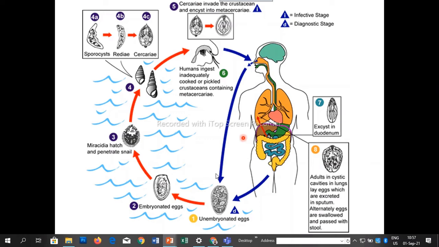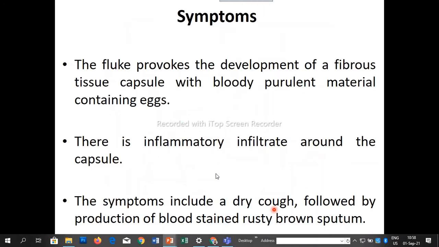You can find an unembryonated egg in sputum or in feces. They become embryonated, and the miracidia hatch and penetrate the snail. Then in the snail there are sporocysts, rediae and cercariae, which is infective. Then cercariae invade the crustacean and encyst into metacercariae. Humans ingest inadequately cooked or pickled crustacean containing metacercariae, and infection continues.